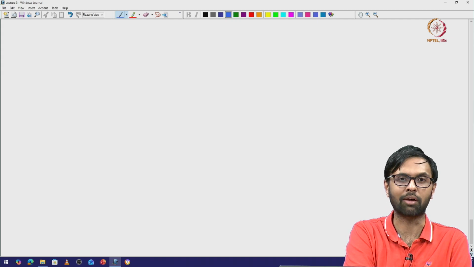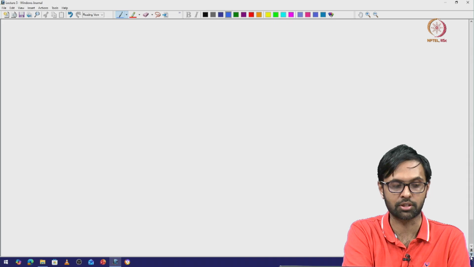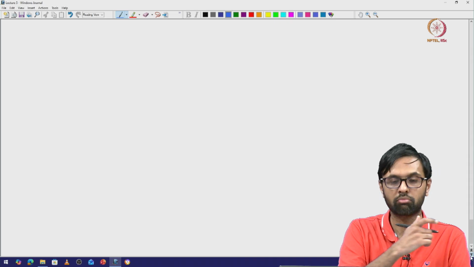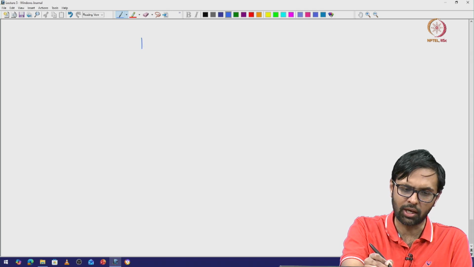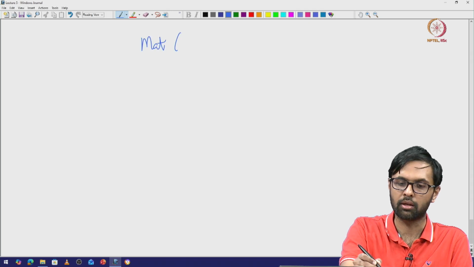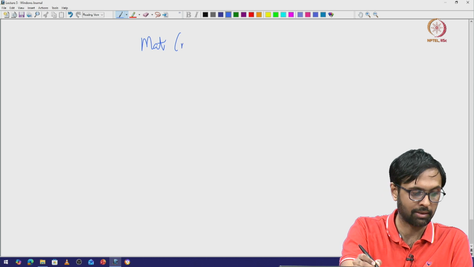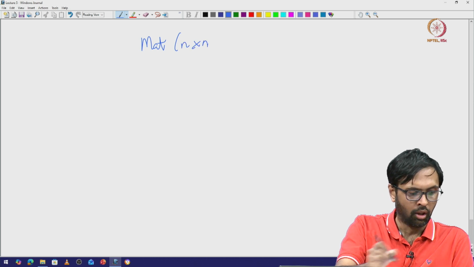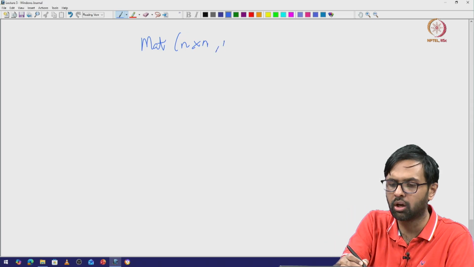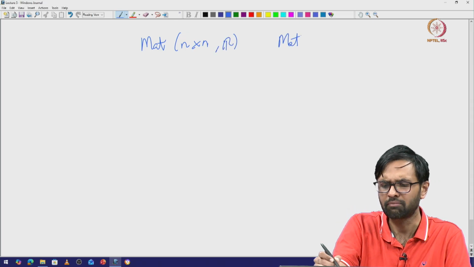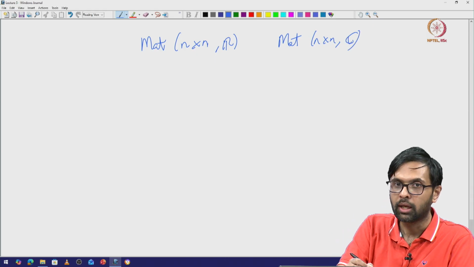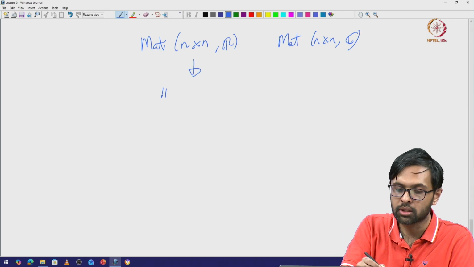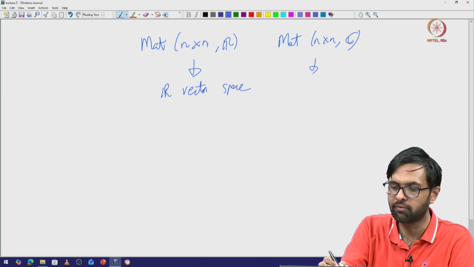But I just said that we have to talk about how large a matrix is as opposed to how large a vector is. Well, here is the next topic. If you take matrices, let's say n by n matrices with say real or complex entries, notice that these are vector spaces. This is an R vector space and this is a C vector space.